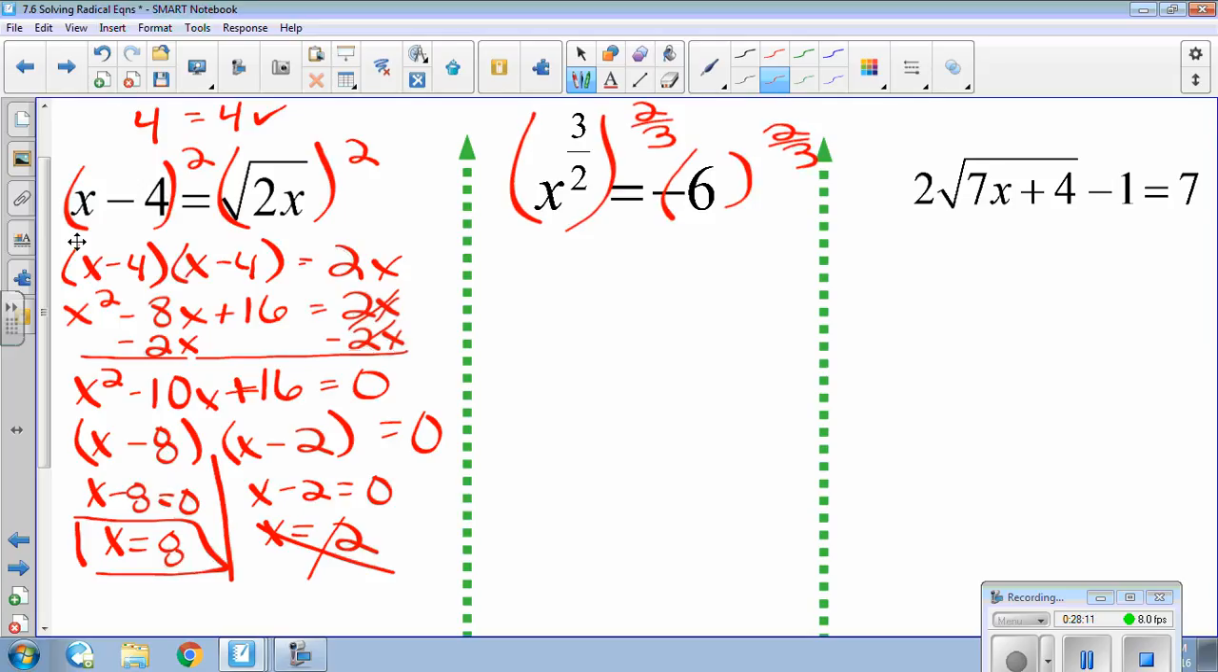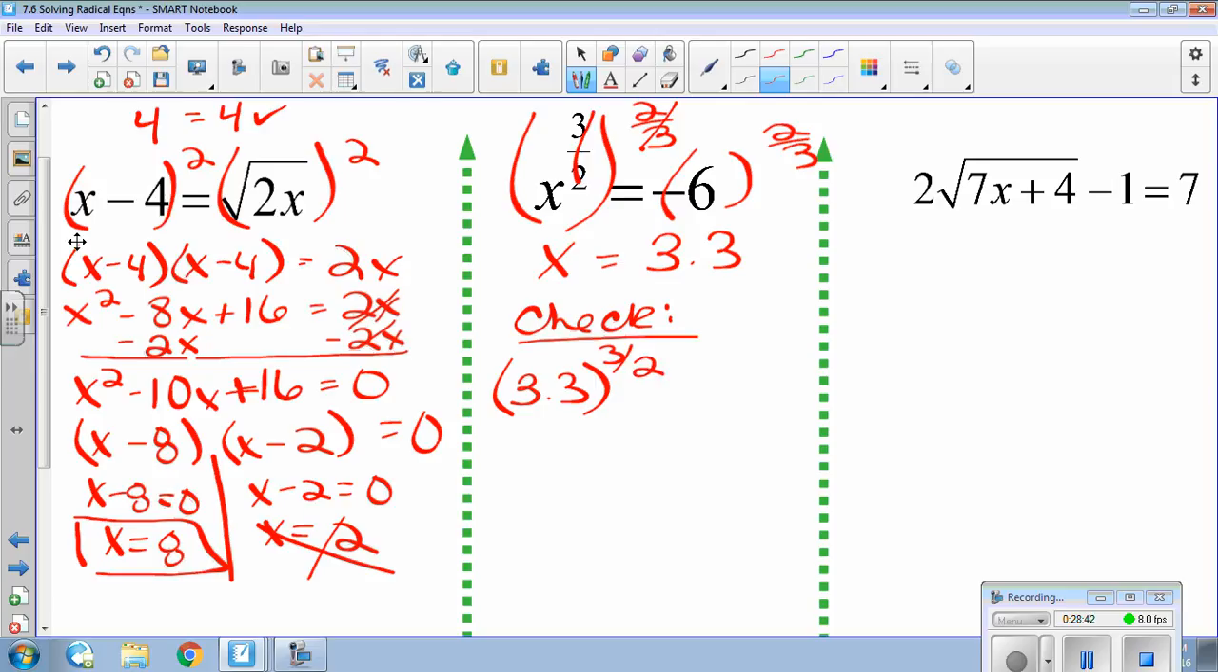When you put that negative 6 to the 2/3 power in your calculator, you need to make sure that negative 6 is in parentheses. If you put a negative number to any power and don't put parentheses, it's always going to make your answer negative. So that ends up with x equals, you get 3.30, okay? If you check it, 3.3 to the 3/2 power, does that equal negative 6? No, you end up with positive 6 equals negative 6, which is not true. So there's no solution.